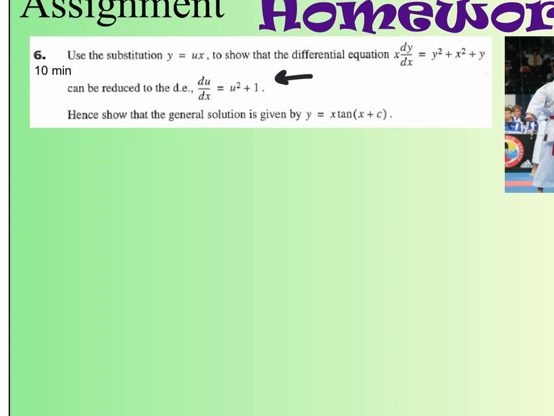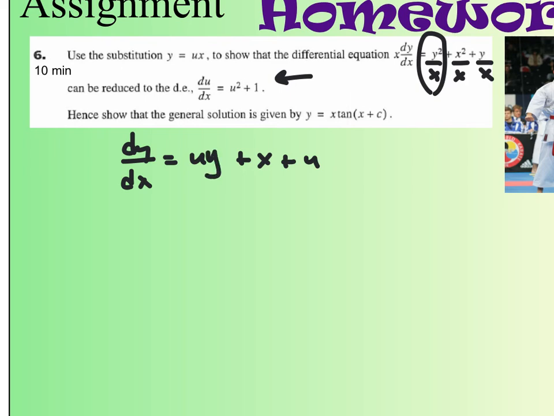Okay, so what I'm going to do is first divide everything by x. So dy/dx will equal, okay, y squared over x will be ux, right? x squared over x will be x, and y over x would be u. One mistake I made in my logic here is this first term would be uy.